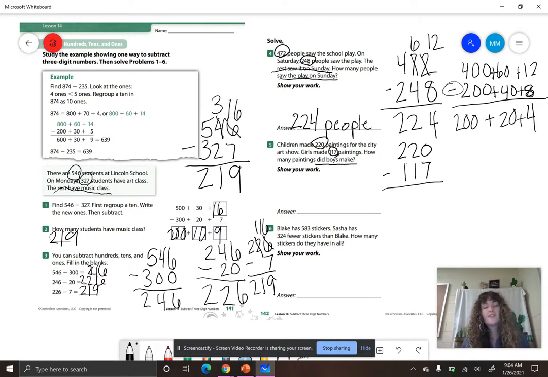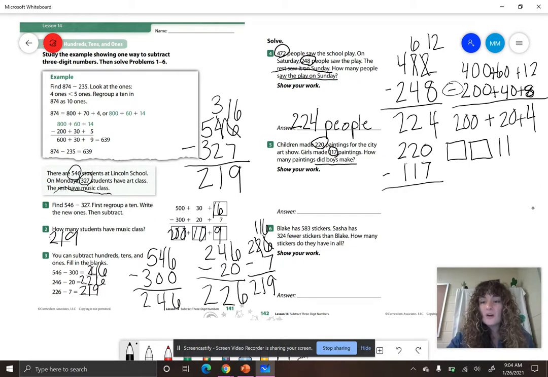117 is the part that we know. Now, here, I am going to show this in another way. I am going to draw my whole. So 220. So 2 hundreds and 2 tens. All right, I have shown 220.